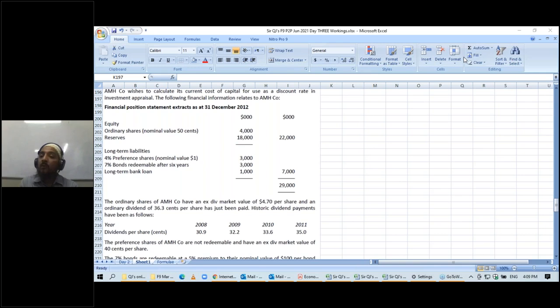So okay, now let's start with the cost of capital work. This was basically a concept on cost of equity and cost of debt, and the impact of the proportion of cost of equity and cost of debt on the weighted average cost of capital. So now we begin with the question AMH. Our next question is AMH.